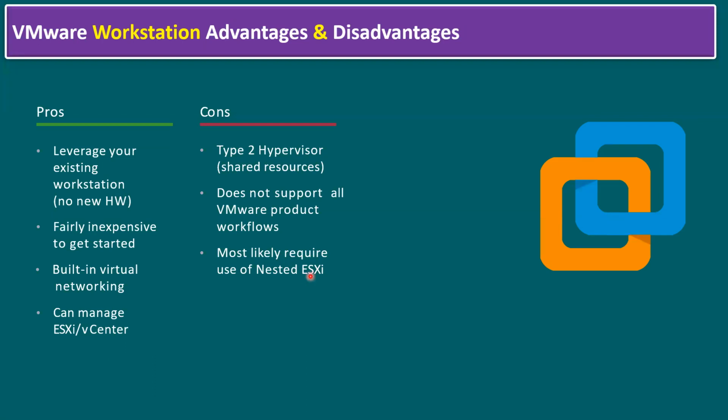Nested ESXi means we are running the ESXi operating system on a Workstation virtual machine, but that is only for testing purposes. It's not recommended for production use.